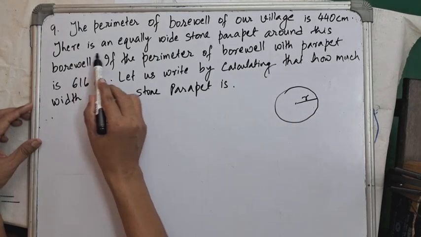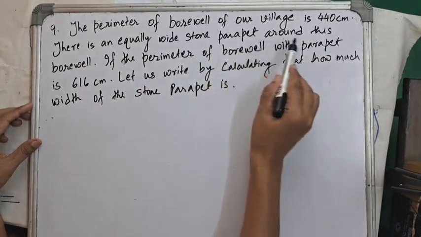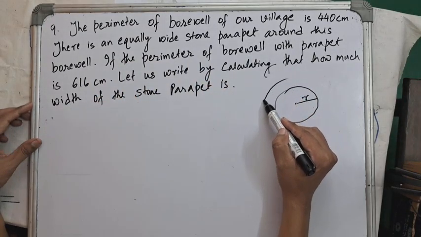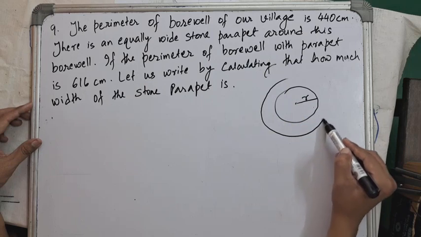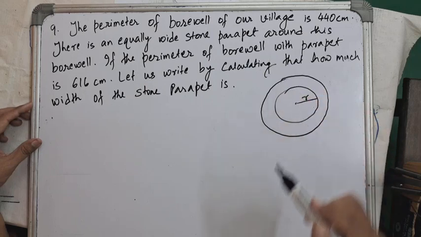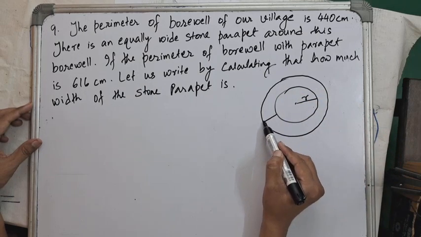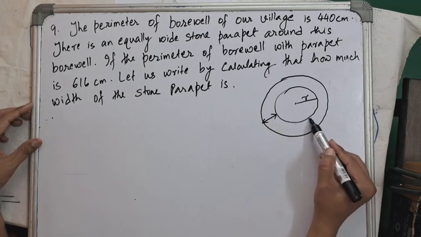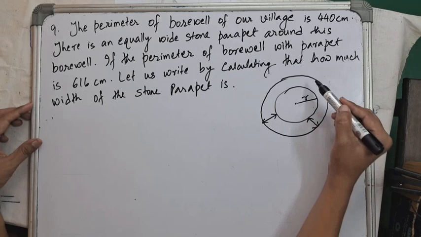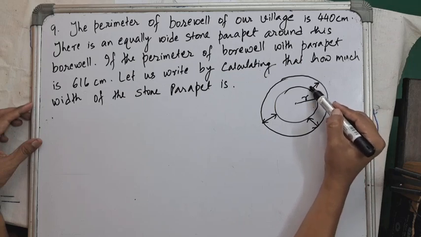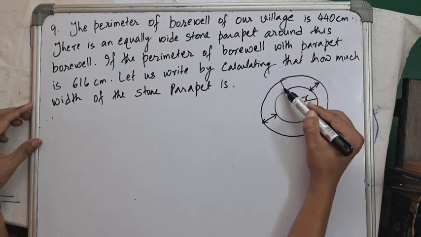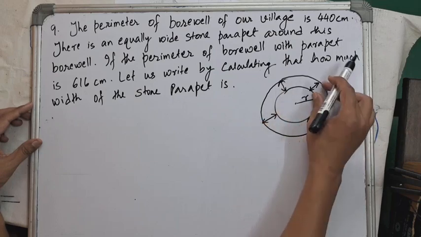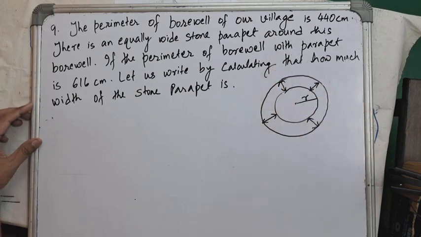Now there is an equally wide stone parapet around this borewell. So we have a stone parapet around this borewell of equal width, okay? The width of this stone parapet is equal for all sides. This thickness or the width is equal from all sides.